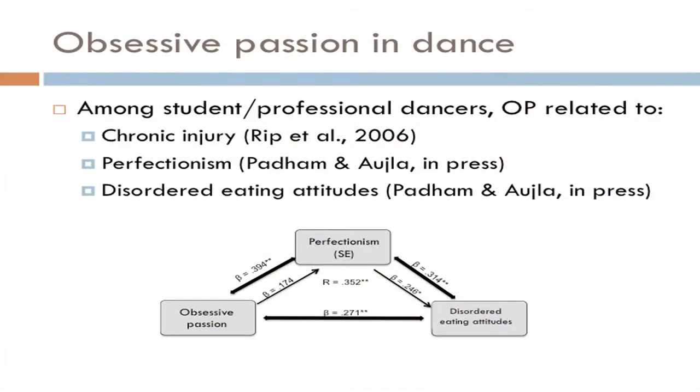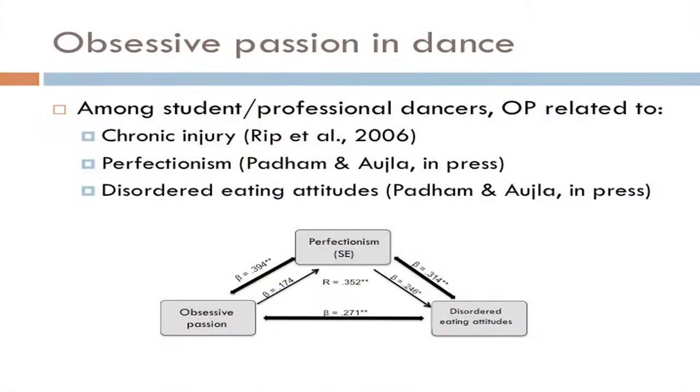When the researchers looked at the dancers who were more harmoniously passionate about dance, they didn't see this relationship with injury. And in fact, those dancers were much more likely to seek treatment if they did get injured, and they were more likely to stop dancing, probably because they were able to form their identity from lots of different sources, so that dance wasn't the sole part of who they were.